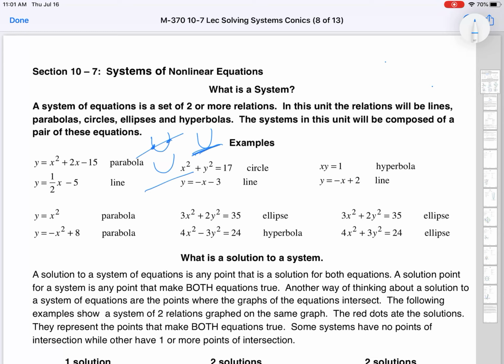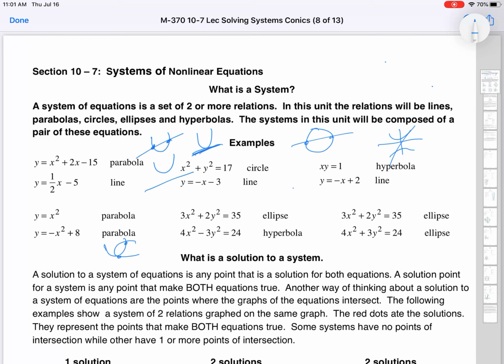A circle and a line, right? Two places that they could intersect, one place if it's tangent, or no places. A hyperbola and a line, right? What could that look like? Something like that. So there are ways that things can interact. A parabola and a parabola could intersect in a couple places as well.